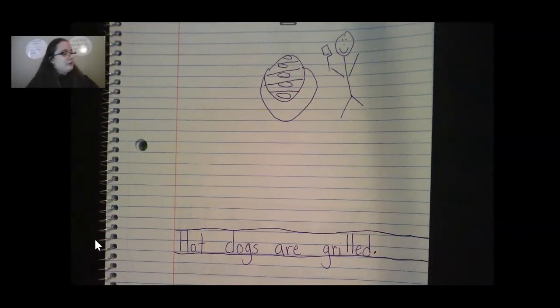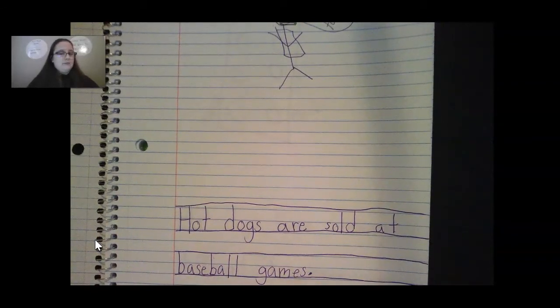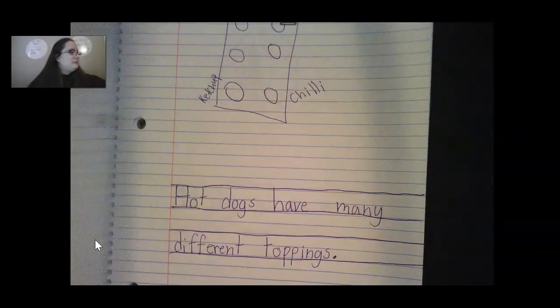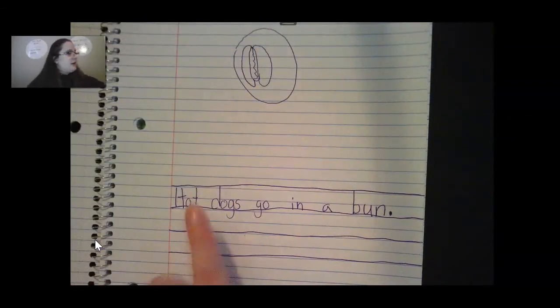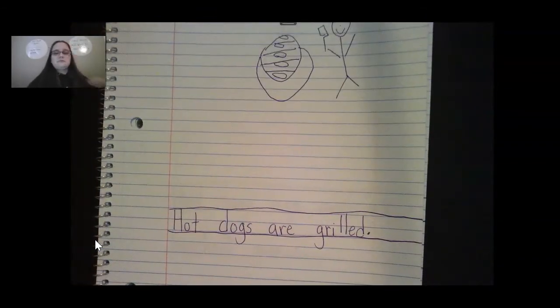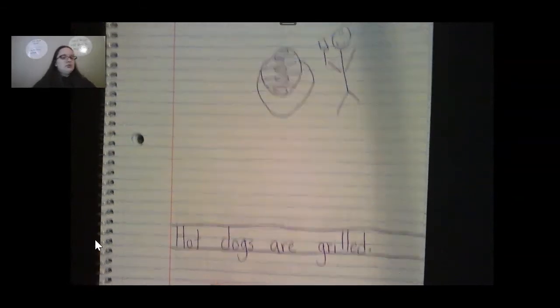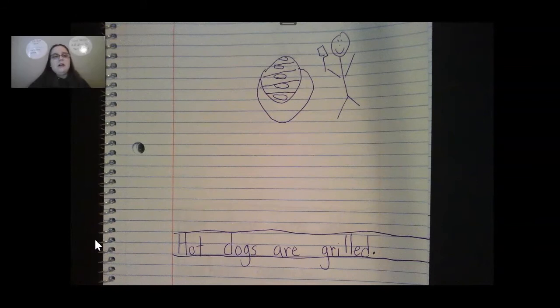Hot dogs are grilled. Hot dogs are sold at baseball games. Hot dogs have many different toppings. Hot dogs go in a bun. Okay, so I started off with hot dogs are grilled.